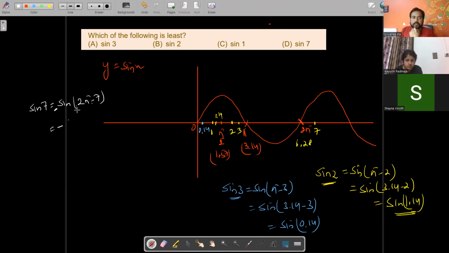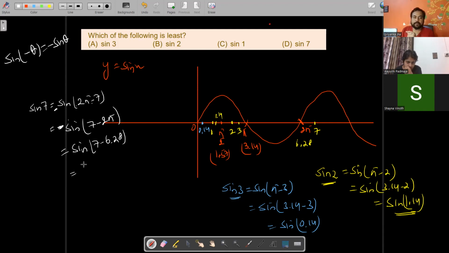Now, you know that sine of minus theta is minus sine theta. Take this minus sign inside, so it will make it 7 minus 2 pi. You know that 2 pi is 6.28. So 7 minus 6.28 is 0.72. So the value of sine 7 will be the same as the value of sine 0.72. 0.72 will come over here.